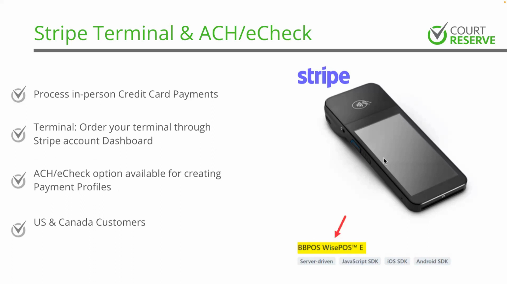We've also added ACH and e-check options for creating payment profiles. So if you're a Stripe customer, you will have the ability to do that as well. If you want to enable ACH, just go into your integrated payment providers settings. There's a whole article set up in the knowledge base on how to set this up and everything like that. So just make sure you check that out to make sure that you're able to take those payment methods.